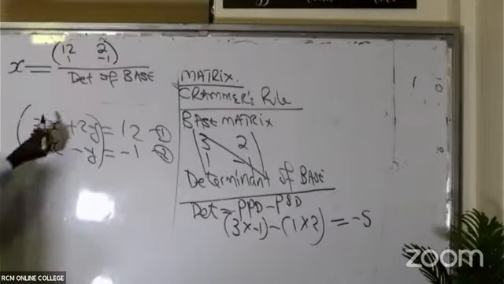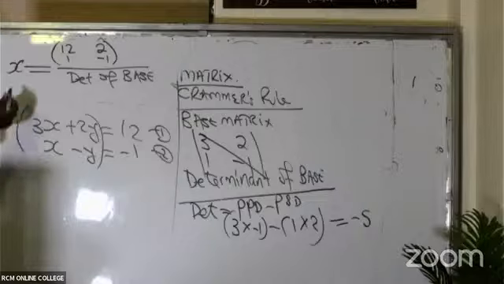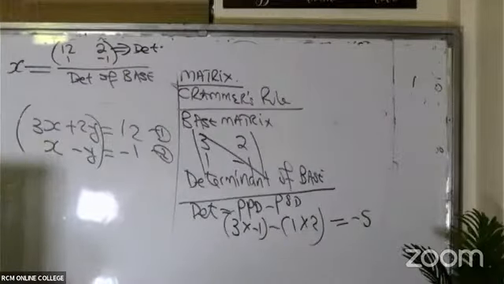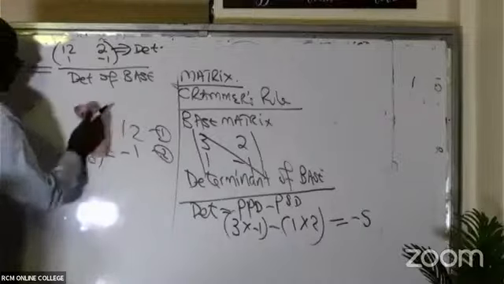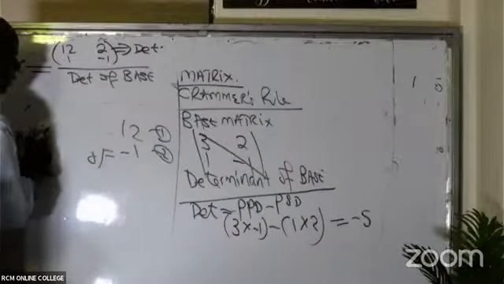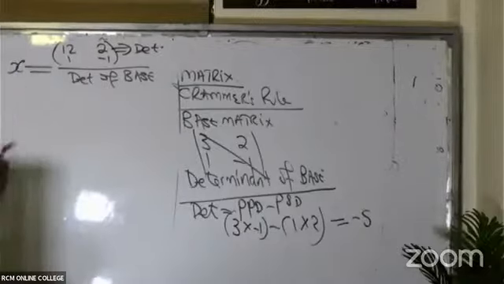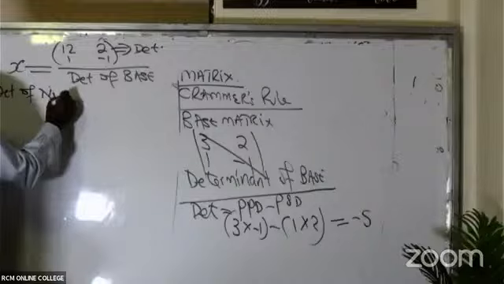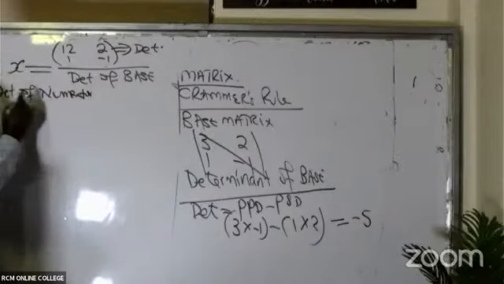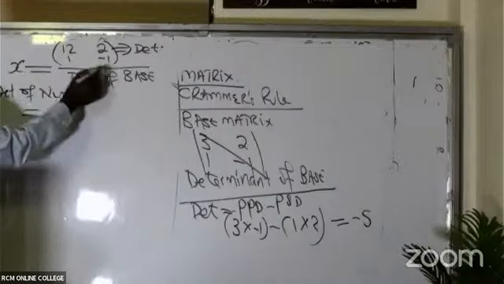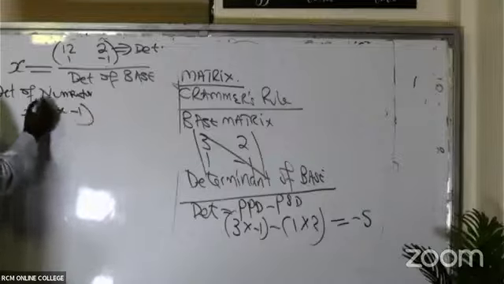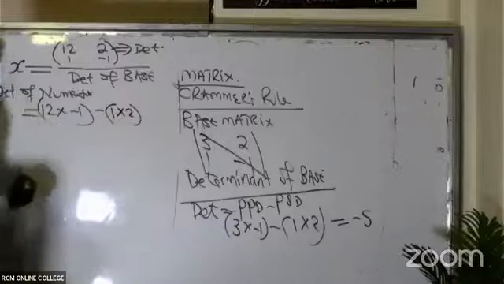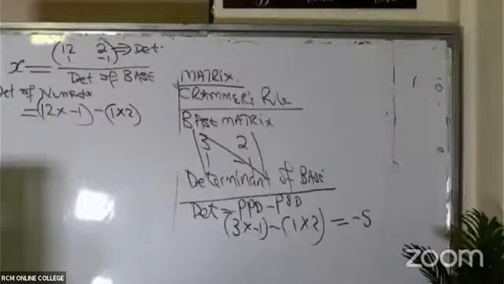And then, ladies and gentlemen, we should be able to go ahead and get the determinant of the numerator. We know the formula. It is the product of the primary diagonal, so it is 12 times minus 1, minus the product of the secondary diagonal. The secondary will be 1 times 2.